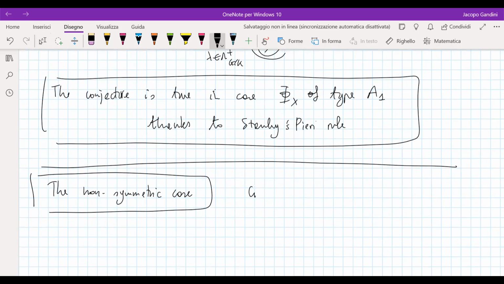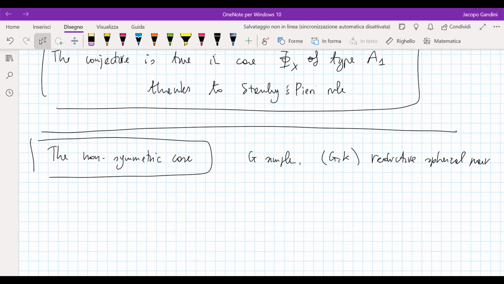Again, we have G simple and (G, K) a reductive spherical pair. Again, we denote X = G/K by X. And by what I said at the beginning, we have this decomposition: the functions over X are a direct sum of these modules E_X(lambda), where lambda is in this monoid.